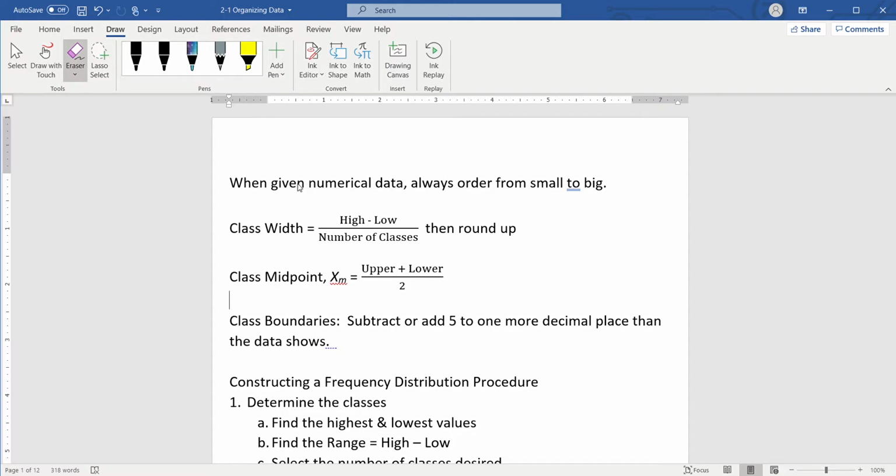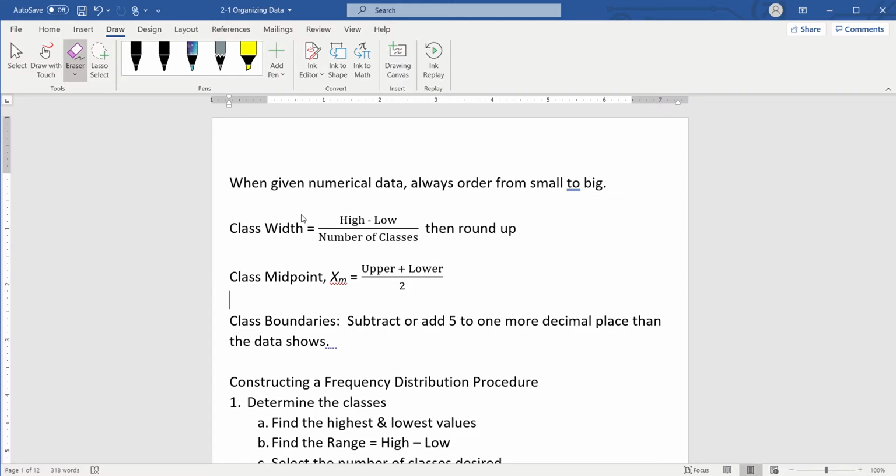When you're given numerical data, you always want to order it from small to big. And it will help if you cross out numbers as you are writing these from small to big, because you will have repeating values. That way you know you wrote that number down, not another one which it matches.